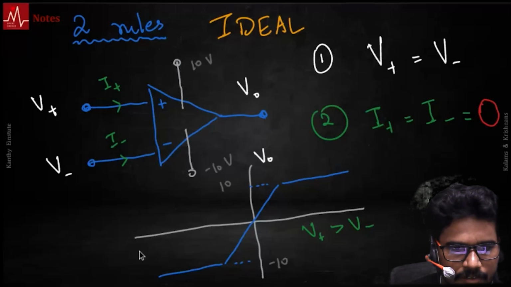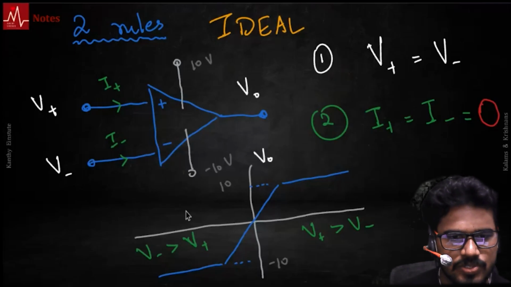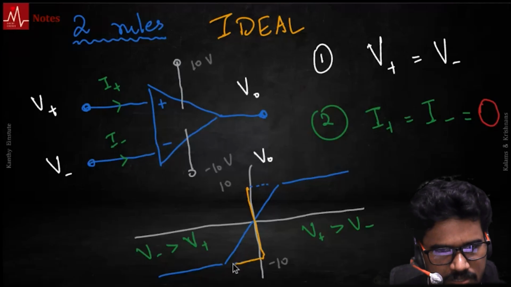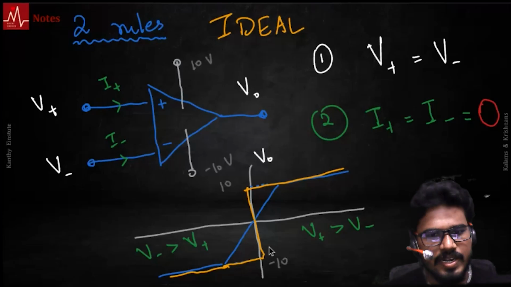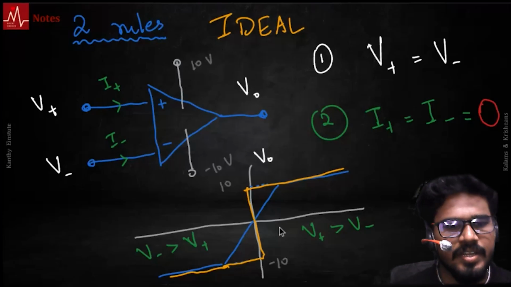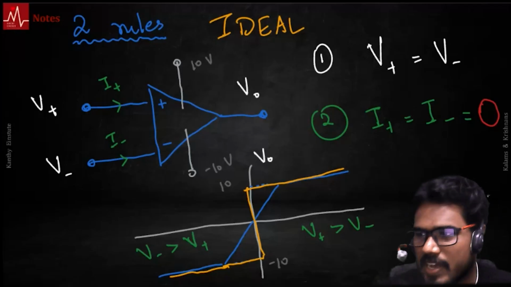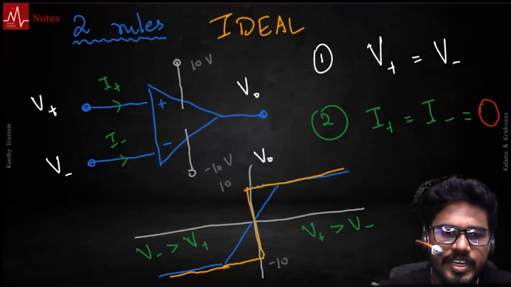On the other side you have V minus greater than V plus. With the voltage that you have at the two terminals, based on which terminal dominates, you get this response. And sometimes this is idealized like this. That's an idealization. It's either this or that. And you can use this as a comparator. Given the two inputs, which one is higher, which one is lower, right? V plus is higher, you get positive 10 as output. V minus is higher, you get negative 10 as output. You can do that.